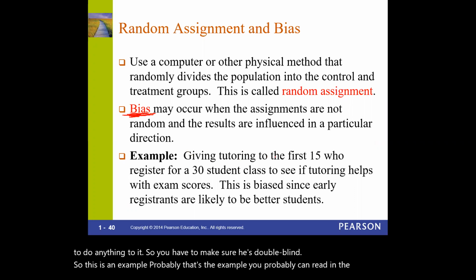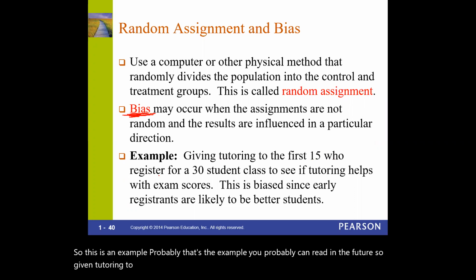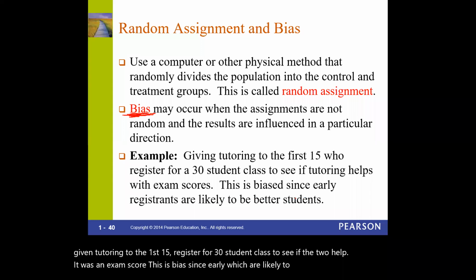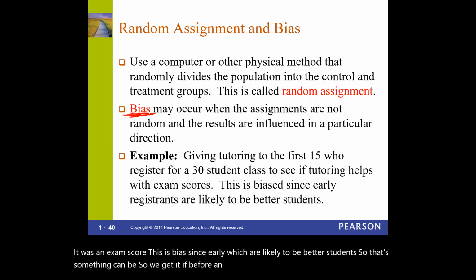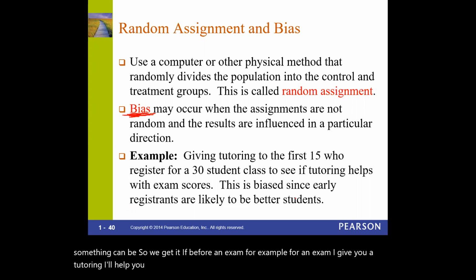It says tutoring is given to the first 15 registered in a class of 30 students to see if the tutoring helps with exam scores. This is bias, since early registrants are likely to be better students. So that's something you can read. If before an exam, for example, I give you tutoring, I help you out, then of course your grade is going to increase, something like that. Okay, so that's bias. All right.